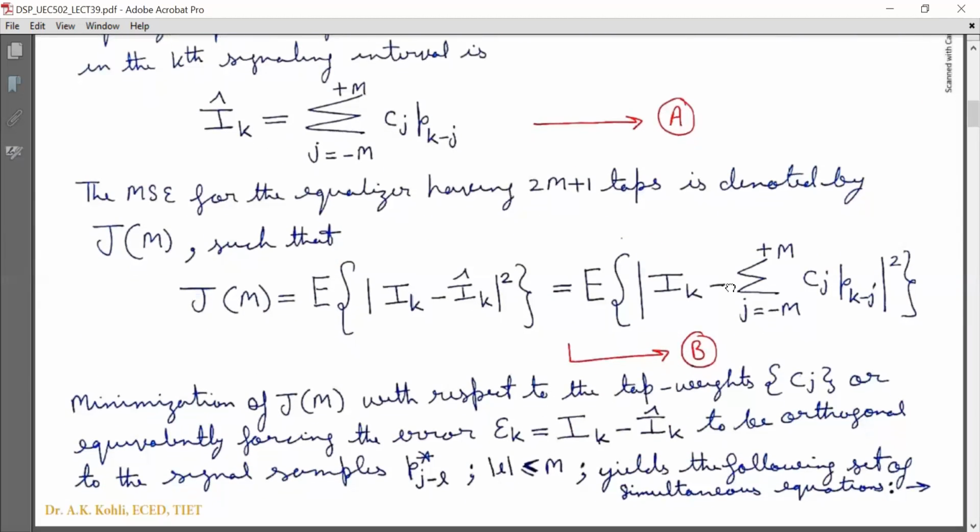The MSE, that is the mean square error, for the equalizer having 2M plus 1 taps is denoted by J bracket M, such that J bracket M is equal to the expectation of the magnitude of I k minus I cap k, squared, and that is equal to the expectation of the magnitude of I k minus summation j running from minus M to M of cj p k minus j, squared. So mark it as equation B, as shown on the screen.